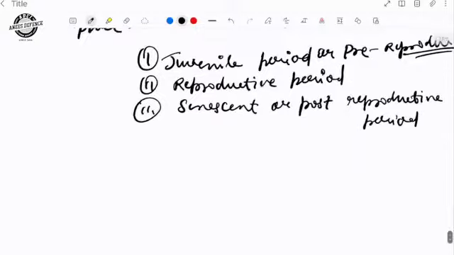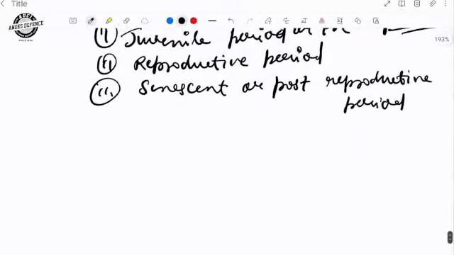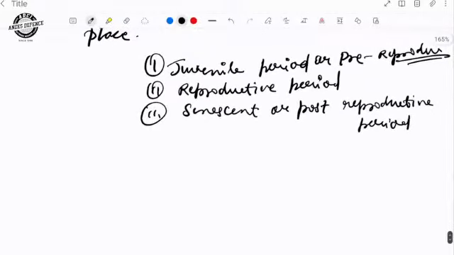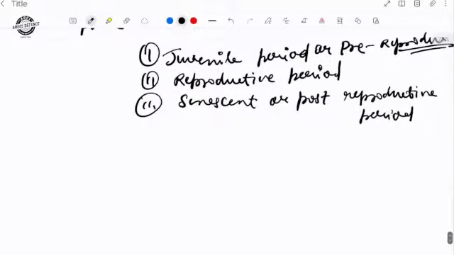Understood? Before that, we should remember the parts of the flower. We should know which part is considered the male reproductive part, which part is considered the female reproductive part, what is the need of the male and female reproductive parts, how they form the gametes, how they fuse, and how the process of reproduction occurs. All these things we are going to understand in this topic, that is, the reproductive period. Understood? What is this reproductive period?